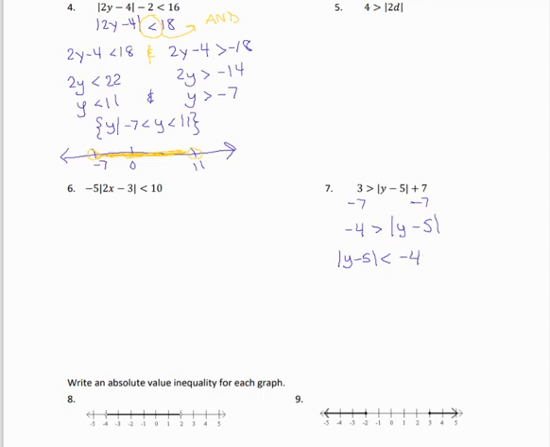Now, right here to me is a big red flag. What do you know about absolute value? Absolute value is always positive. Can a positive number ever be less than a negative? No, it never can. So if a positive can't be less than a negative, what does that mean this is telling us for our solution? This is telling us that we will have no solution.